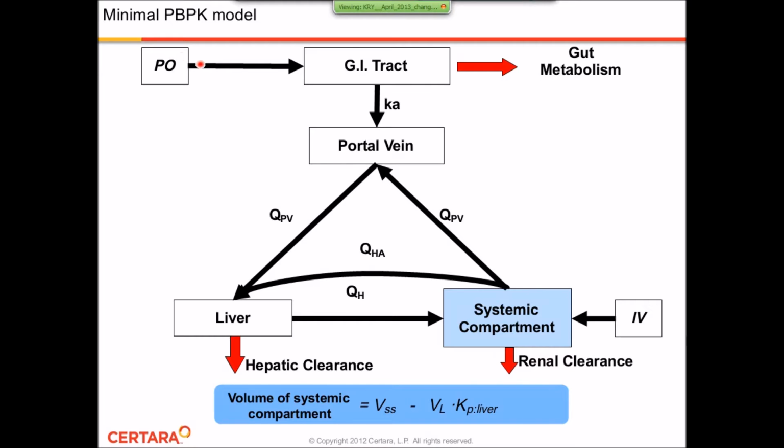So if you take a drug orally, it goes into the GI tract, you've got first-order absorption controlling it into the portal vein, and then it's carried to the liver where you get hepatic clearance, and then, of course, it circulates in the systemic compartment. This is a relatively simple model that we can use to describe the disposition of a drug, and especially one where we've got a low volume of distribution.